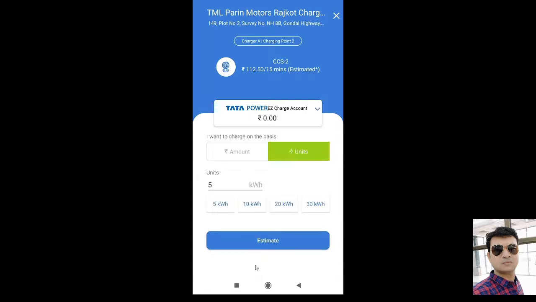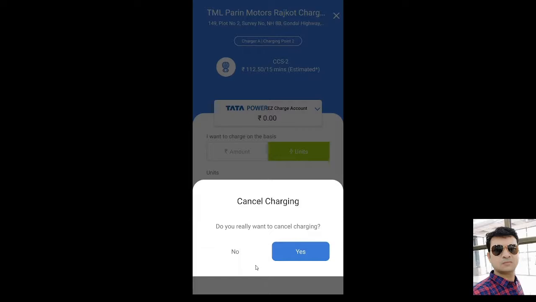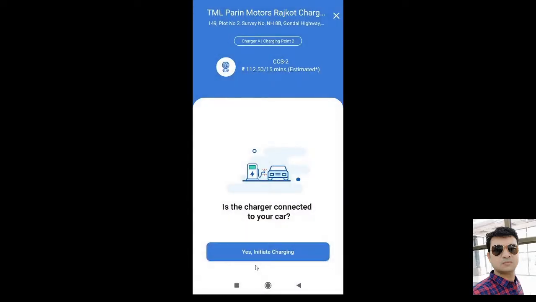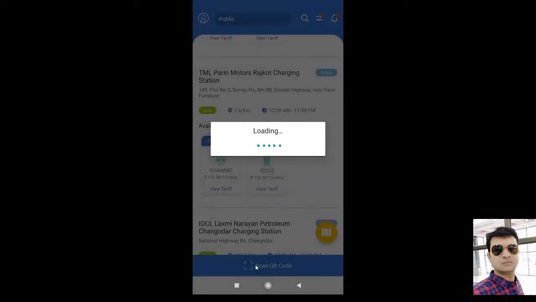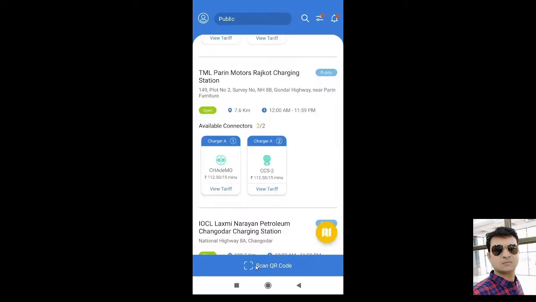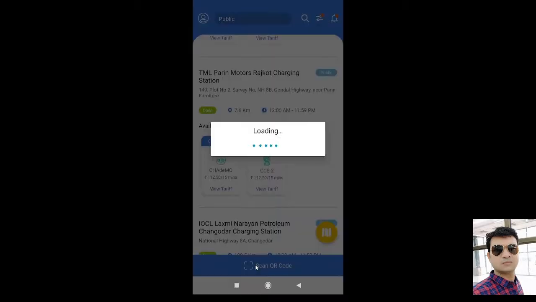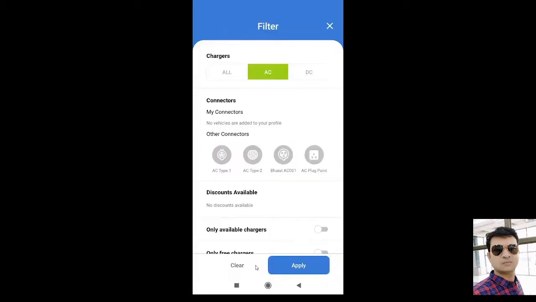Now let us see the AC charging point. Do you really want to cancel charging? Yes, I want to cancel. Back. Yes. Okay, now here these are the different types of AC charger. Generally, the DC charger is faster than the AC charger. Okay, these are the AC chargers.